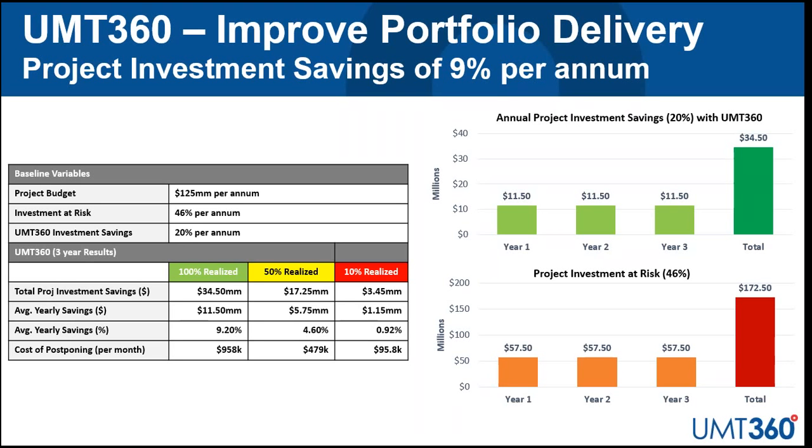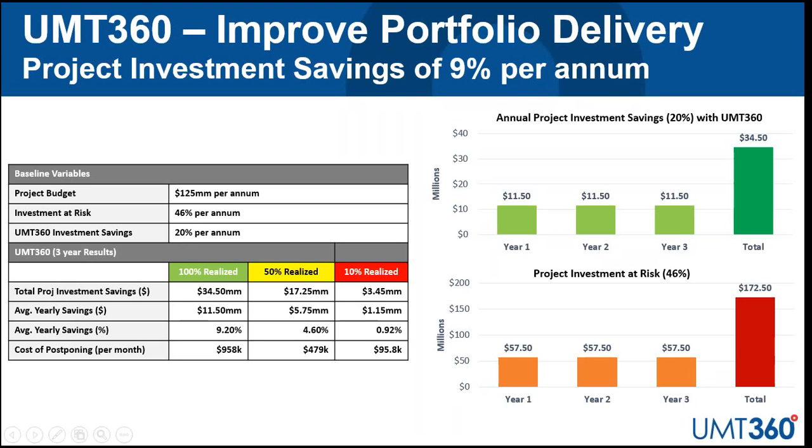So if you look at the views here, the bottom chart represents that 46%. So over 3 years, there was $172 million at risk. And if you do 20% better across the money that's at risk, you're saving $11.5 million a year, a saving of $34.5 million over the 3-year period. So that's what's summarized here.